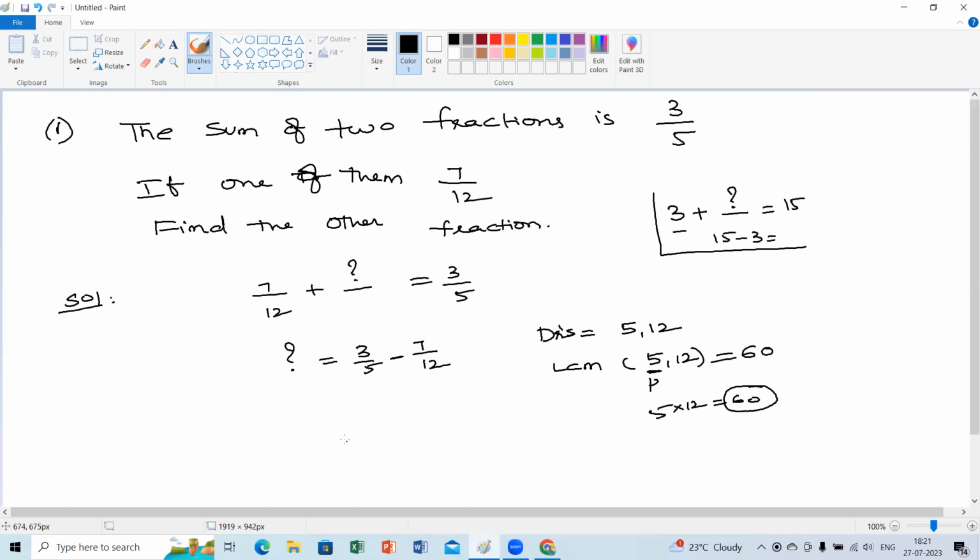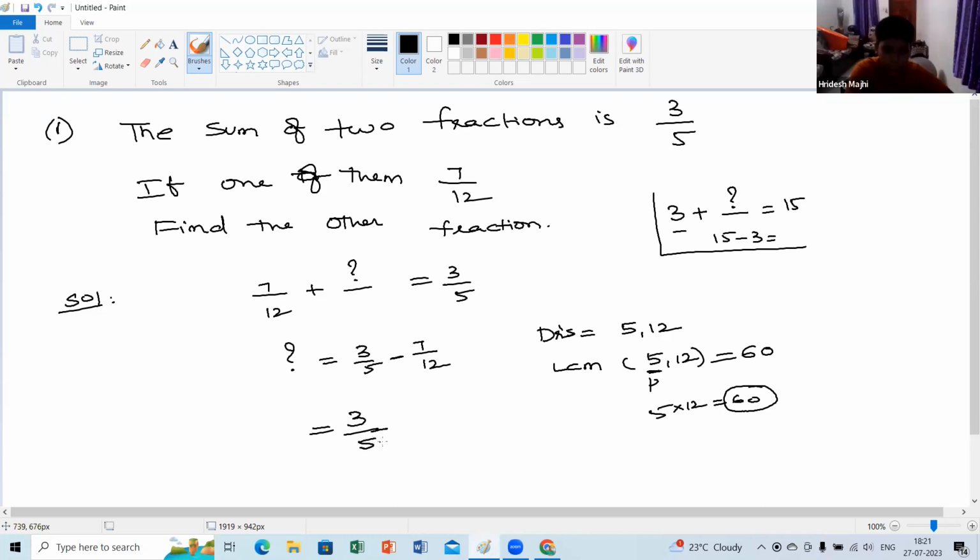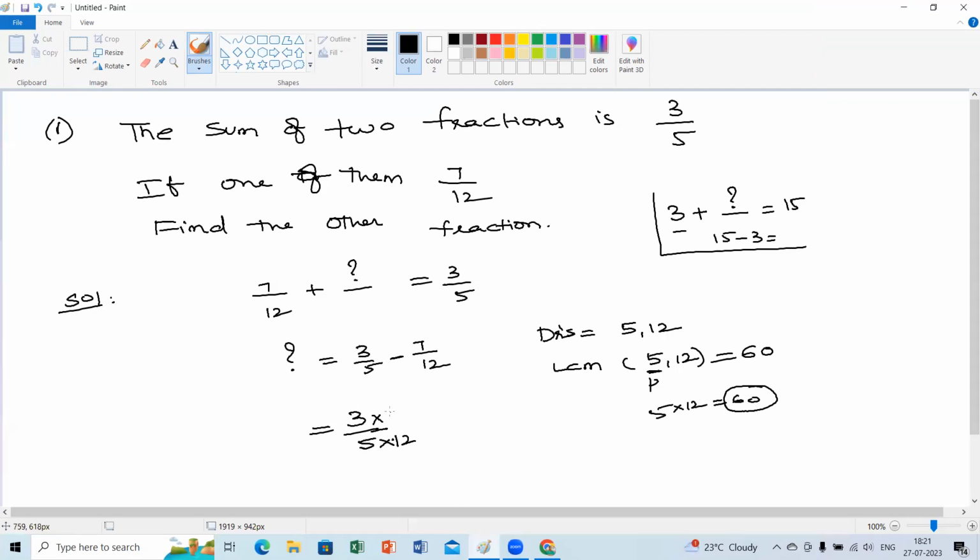To make the denominators the same, like 60, what number do we need to multiply the first denominator with? Teacher, the same number with the numerator also, which we are multiplying with the denominator. Yes, numerator and denominator. Very good. 12 fives are 60, so the denominator is matched. Whatever number you multiply the denominator with, the same number you should multiply the numerator with also.